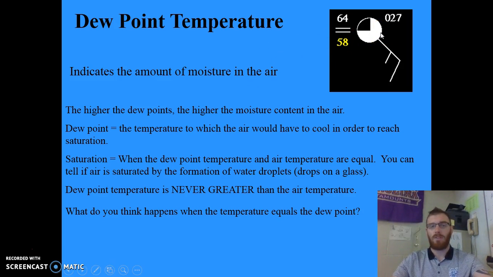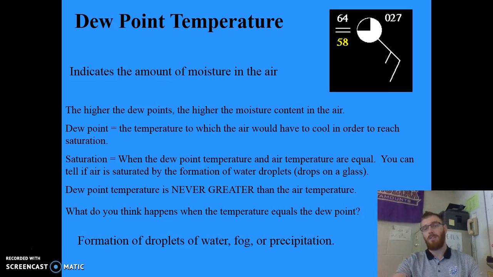It just says when the dew point temperature and the air temperature are equal, you can tell the air is saturated by the formation of water droplets. Okay, and you can see that in the morning, we call that dew, hence the reason dew point. The dew point will never be greater than the air temperature, because when that happens, you'll start to see the formation of water droplets, fog, or precipitation.